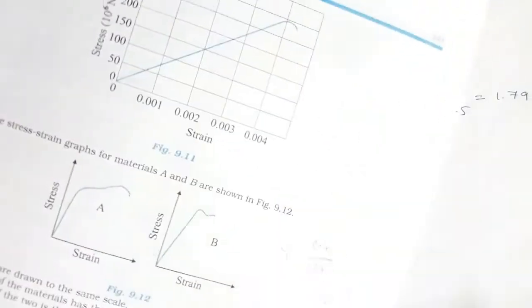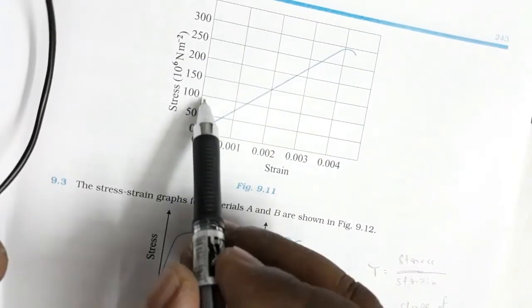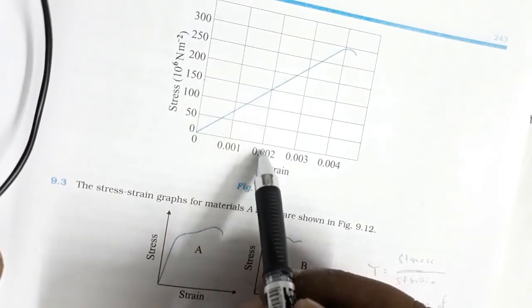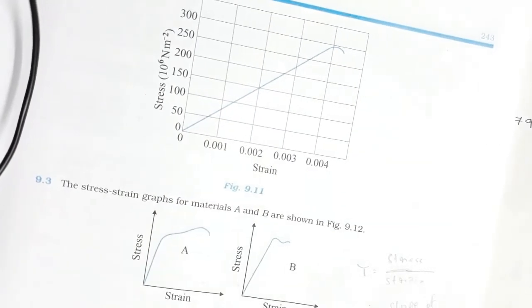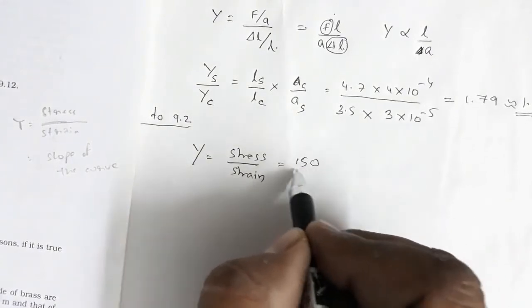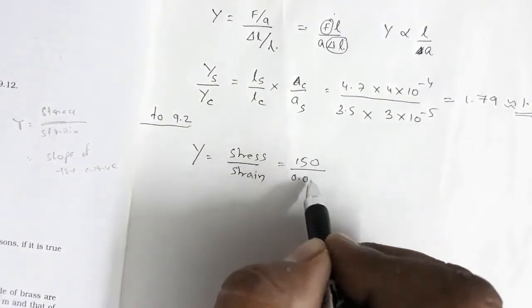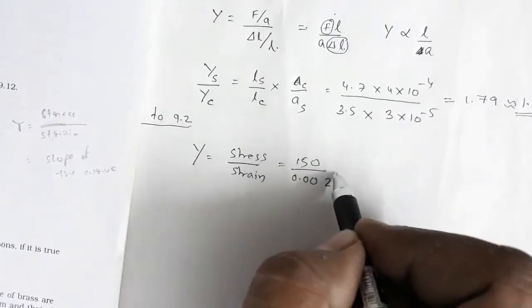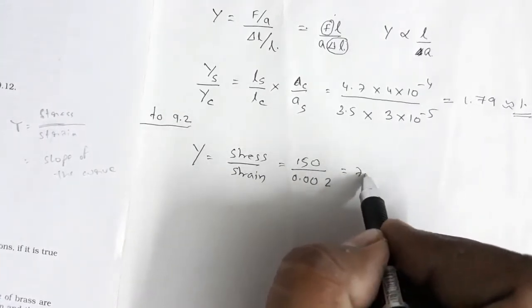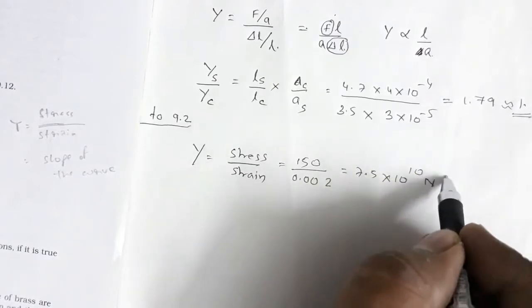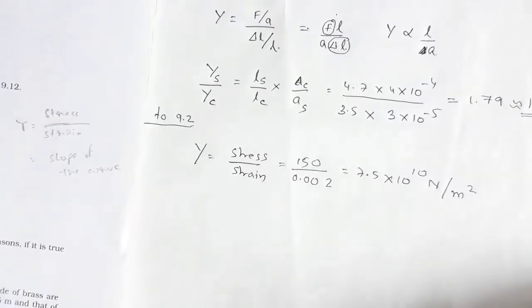Okay, so now from this graph, corresponding to stress 150, the strain is 0.002. So it is 150 divided by 0.002. Okay, so if you can simplify this, you will get 7.5 into 10 power 10 Newton per meter square.